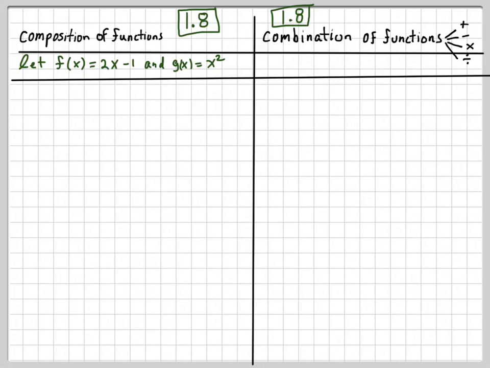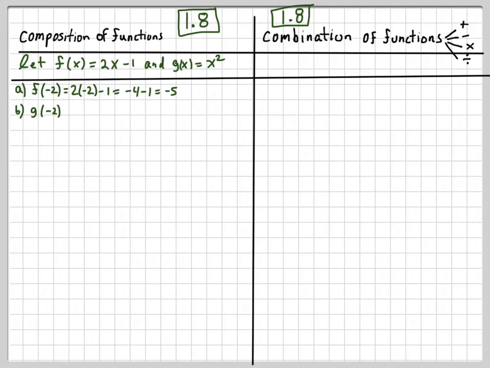One of them is f of x, and it's equal to 2x minus 1, and the other function, let's just call it g of x, and let's say that that is equal to x squared. If I ask you, what is f of negative 2, it simply means to take the negative 2 and substitute it into f of x. That is, substitute negative 2 into x. And if you simplify that, you get negative 5.